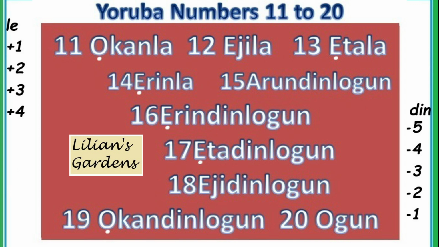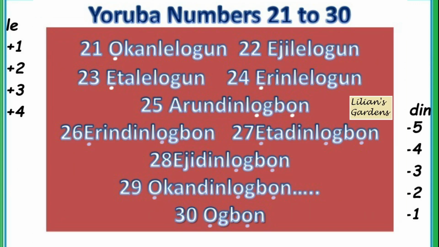It's the same throughout, all the way to 200. So what we'll need to learn is the skip counting by 10. So you may need to spend more time on that portion of the video, so you'll be able to learn the 10, 20, 30, all the way to 200. But right now we are on 21, and that is ọ̀kànlélógún. 22, èjìlélógún. 23, ẹ̀tàlélógún. 24, ẹ̀rìnlélógún.